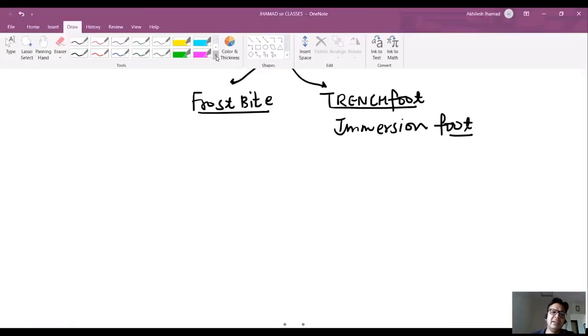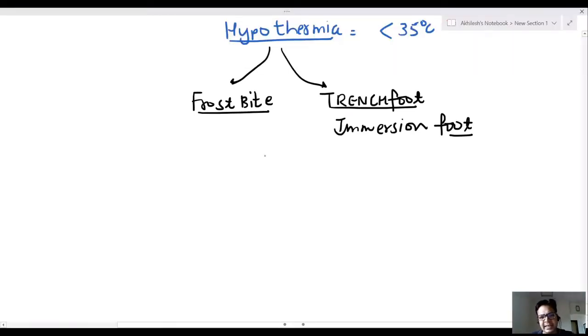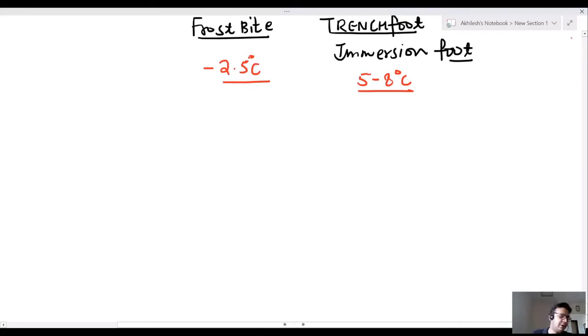Now, Dr. Saab, this frostbite is seen when you have extreme cold temperature, minus 2.5 degrees centigrade, and trench foot is seen when you have temperature of 5 to 8 degrees centigrade. These are two types of hypothermia, frostbite and trench foot.